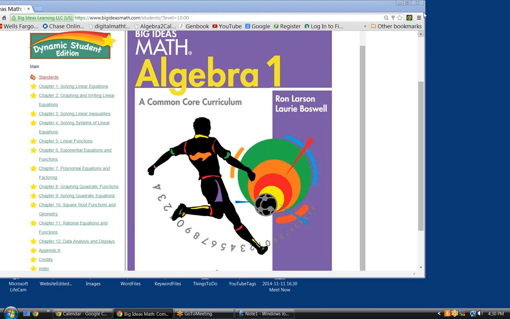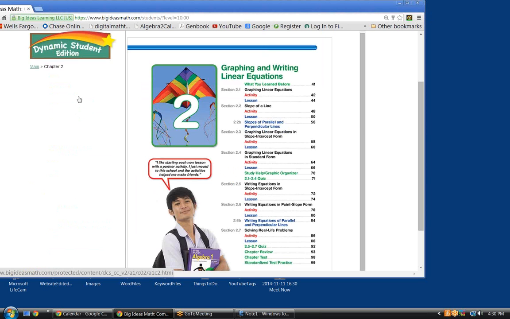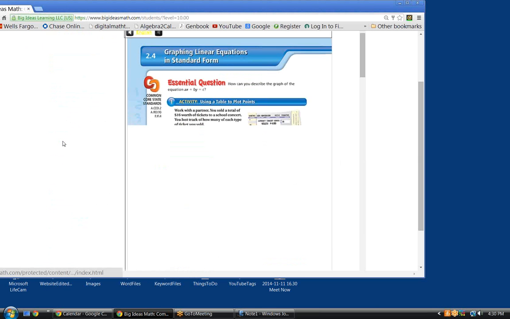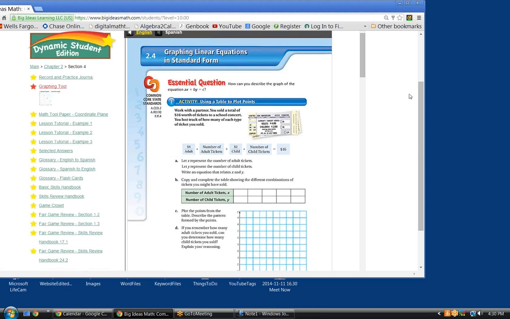I was going over solving linear equations, and I got kind of confused on how to graph a linear equation in standard form. Graphing linear equations in standard form? Yeah. Okay.